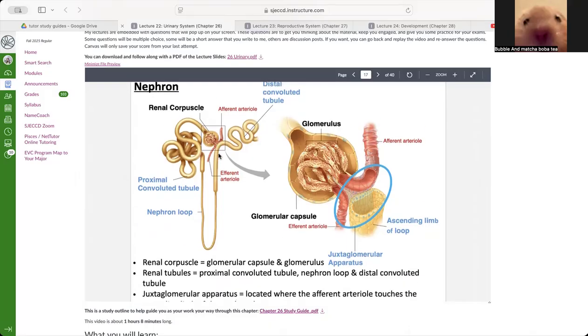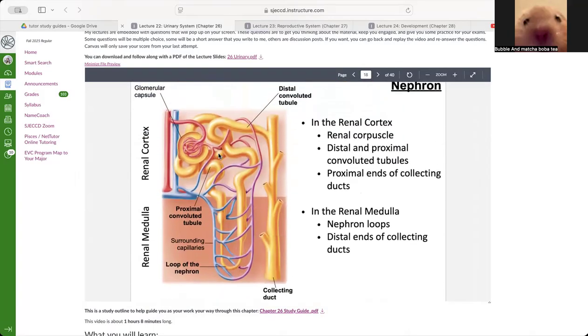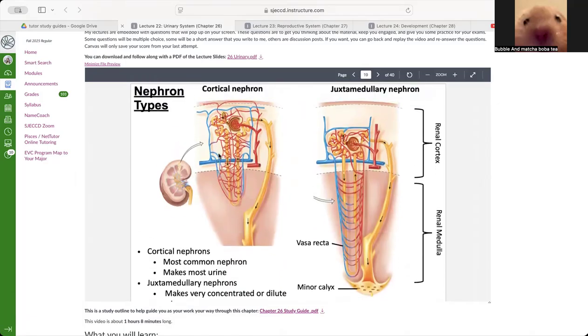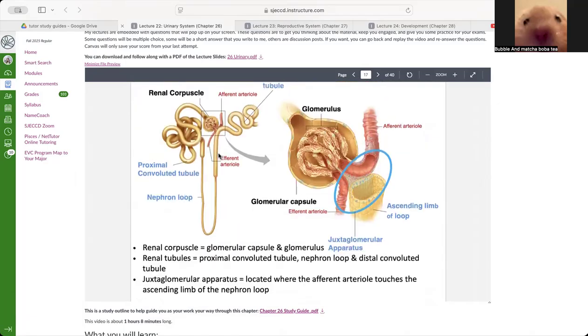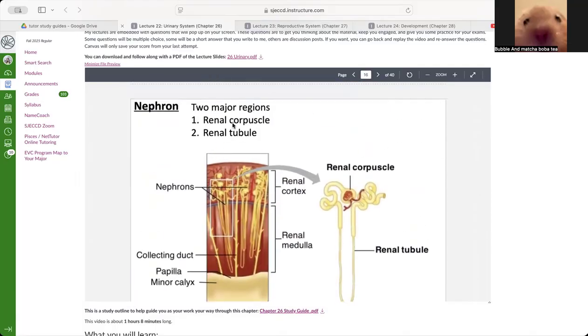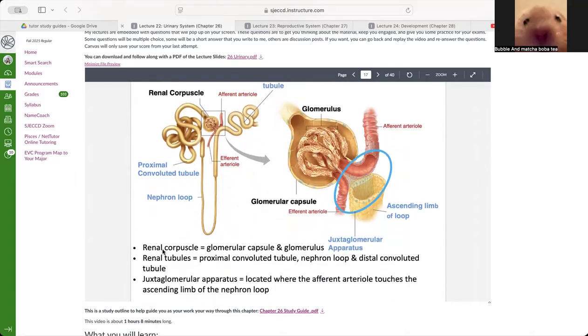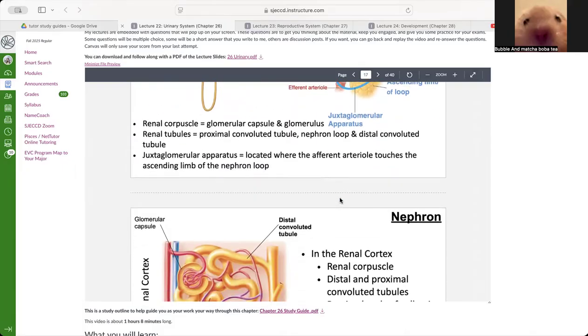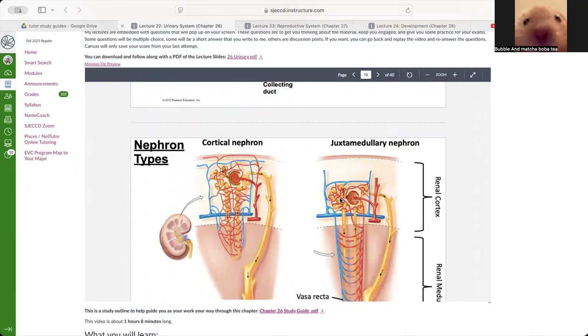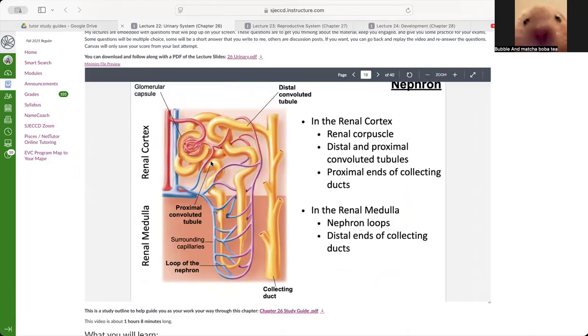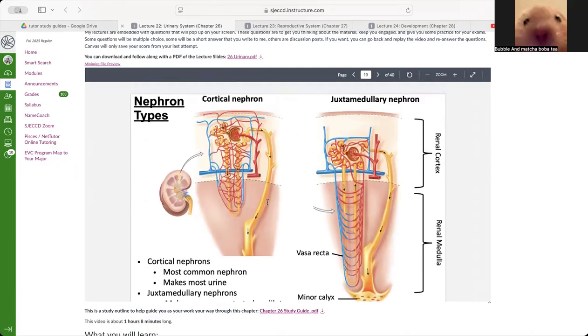So let's talk about the cortical nephron. Sorry, that was a little off. So renal corpuscle right here, renal tubules down here, and then the juxtaglomerular apparatus right here. Okay, I think we have the PCT right here, PCT here. So we have the cortical nephron, which is the most common nephron.